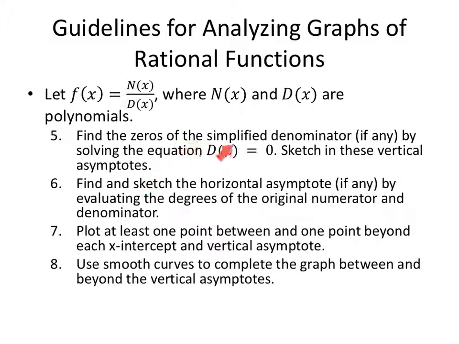We can find the zeros of the simplified denominator, after we cancel the common factors, and these will be our vertical asymptotes when the denominator is 0. We check the horizontal asymptote by comparing the degrees of the numerator and denominator, and we plot more points as needed. At least 1 point beyond each x-intercept, beyond the vertical asymptotes. We're going to use smooth curves in order to complete the graph in each part that we have.